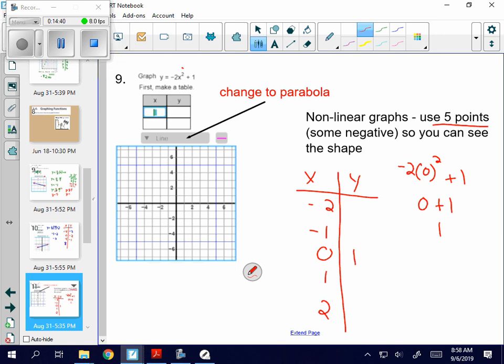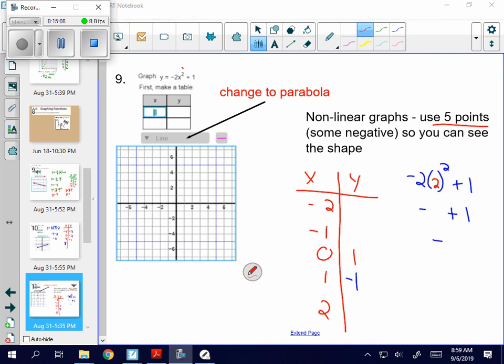Now let's plug in 1. You pause and try on your own. 1 squared is 1 times negative 2 is negative 2 plus 1. Negative 2 plus 1 is negative 1. So when we plugged in 1, out came a negative 1. Now plug in 2. When we plug in 2, first we square, order of operations, 2 squared is 4 times negative 2 is negative 8 plus 1 is negative 7.